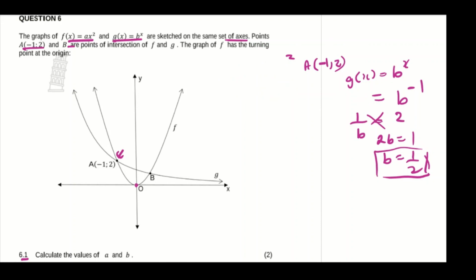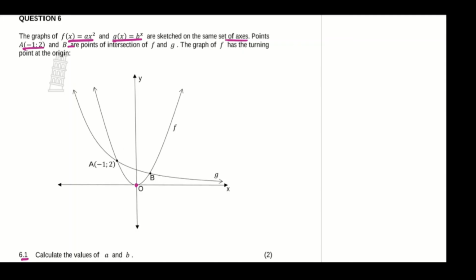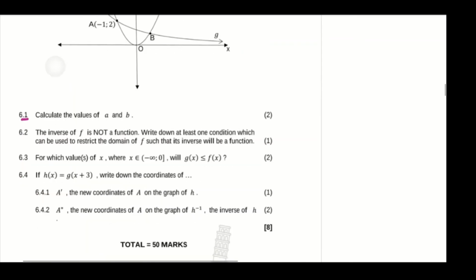A being equals to 2, b being equals to 1 over 2, right? Fine. So now 6.2, the inverse of f is not a function. That's what we are told. Write down at least one condition which can be used to restrict the domain of f such that its inverse will be a function.